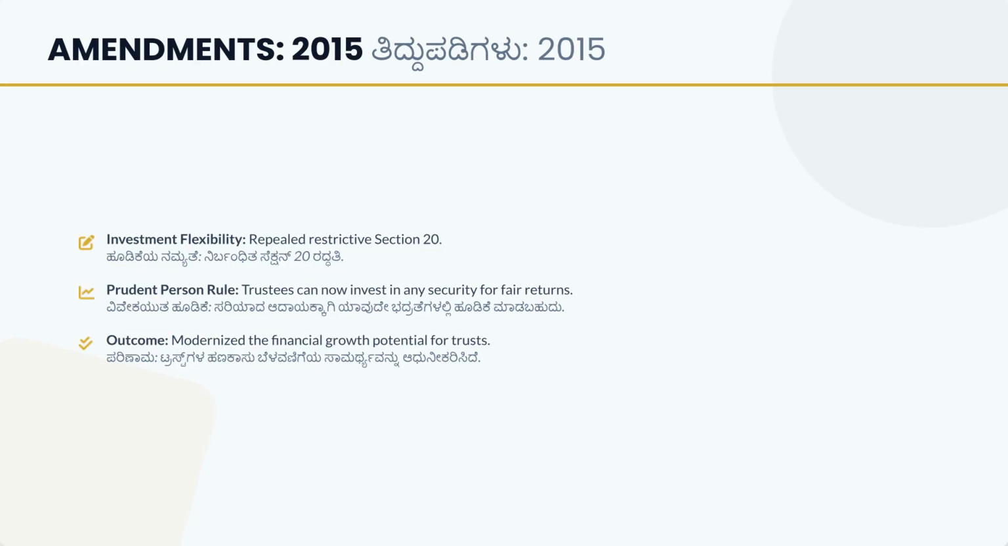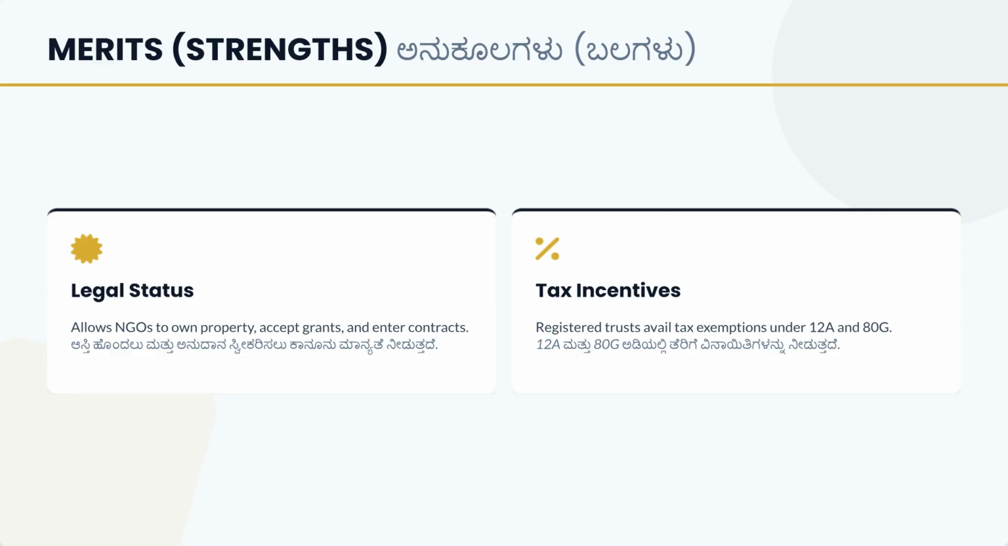The 2015 amendments brought significant changes, including investment flexibility, by repealing the restrictive Section 20. This introduced the prudent person rule, allowing trustees to invest in any security for fair returns, thus modernizing financial growth potential. The merits of registering a trust include gaining legal status, allowing NGOs to own property and accept grants. Registered trusts also benefit from tax incentives under Sections 12A and 80G.